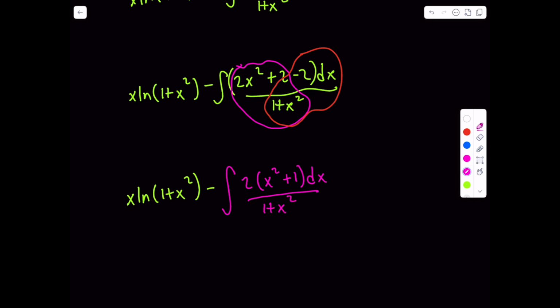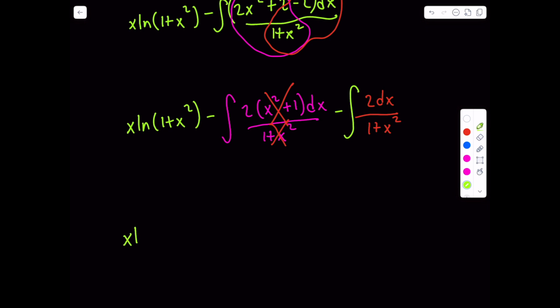And then the second integral is going to be really easy, because all you have now in the numerator is just this 2 dx. There's no x squared term that's going to give us a headache. So what's nice here is x squared plus 1 and 1 plus x squared are going to cancel out. So you're going to have x natural log of 1 plus x squared minus the integral of 2 dx.